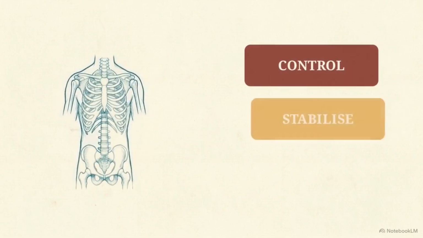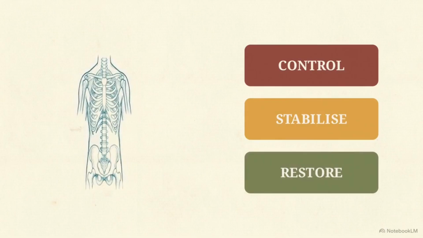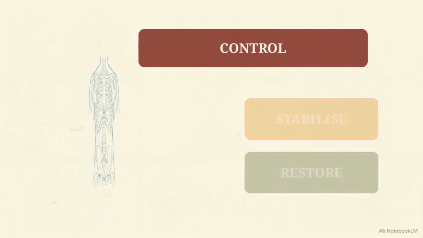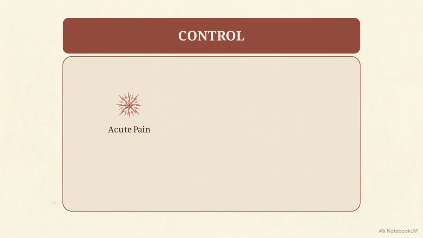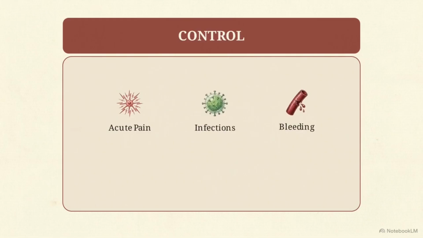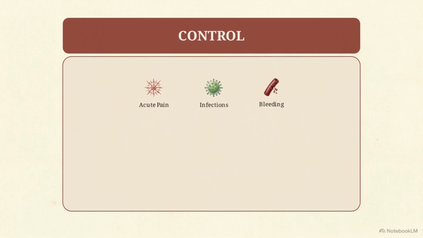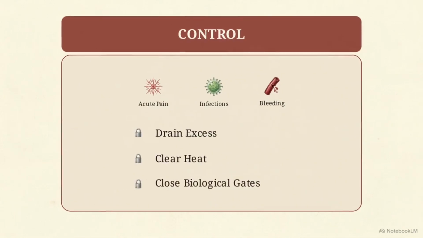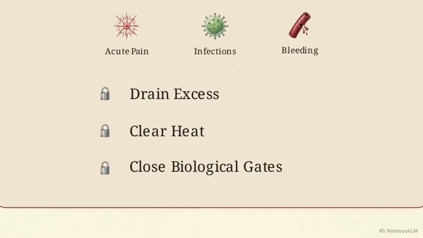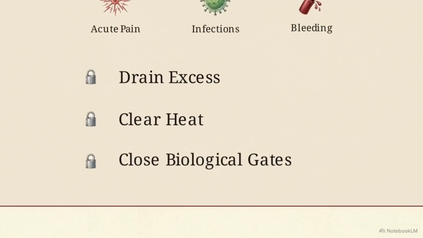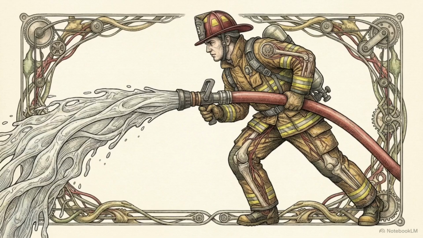We must follow a three-phase clinical triage checklist: control, stabilize, and restore. Step 1. Control. This means restraining active pathological forces, like acute pain, infections, or bleeding. These actions are purely defensive. We must drain excess, clear heat, and close biological gates to prevent escalation. Control is strictly an act of firefighting.